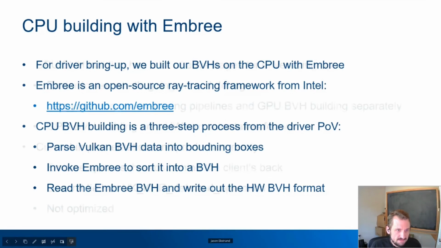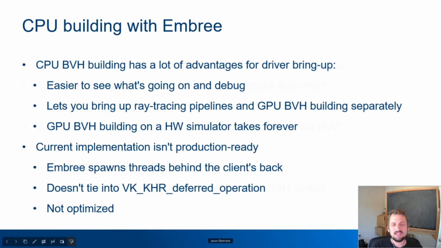This was not exactly a production-ready implementation, but it did have a lot of advantages for driver bring-up. For one thing, it's much easier to see what's going on in your BVH if you can look at it from the CPU. You can fire up GDB and just poke at stuff. And it sort of lets you bring up ray tracing pipelines and GPU BVH building as separate things. It also is really nice if you have to deal with a hardware simulator, which I was dealing with for a while, because trying to do a GPU BVH build on a simulated compute shader is just not a thing that you want to do.